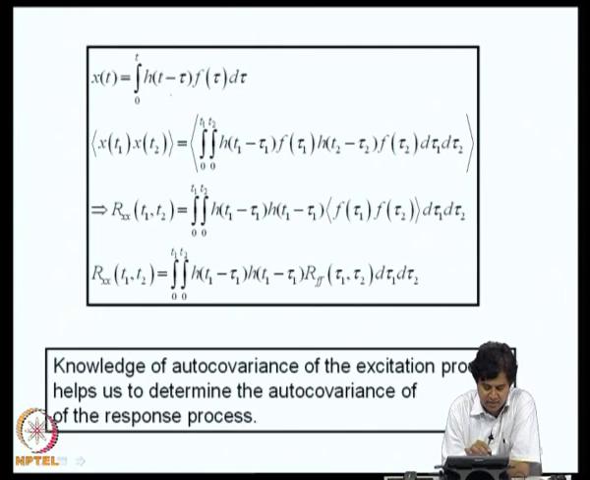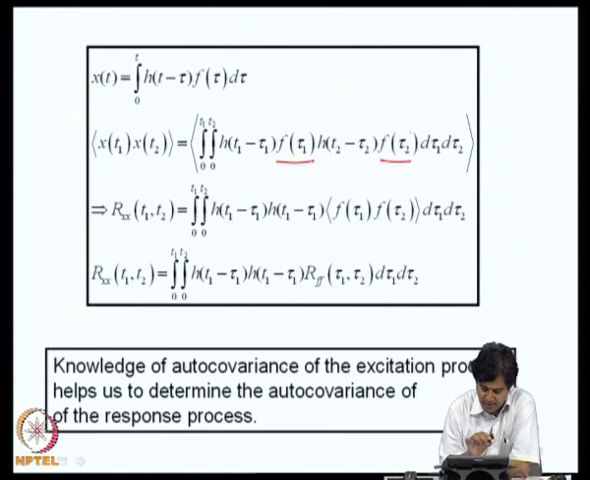The response will now consist of only the Duhamel's integral, because the system starts from rest, therefore, this is a complete solution of the system. And now I will consider the expected value of x of t1 into x of t2, that is nothing but the autocorrelation function of x of t. Since the mean is 0, the autocorrelation function is also the autocovariance function. So, that is given by the expected value of the product of these integrals, that becomes a double integral, and that is shown here. The f of tau 1 is here, f of tau 2 is here.